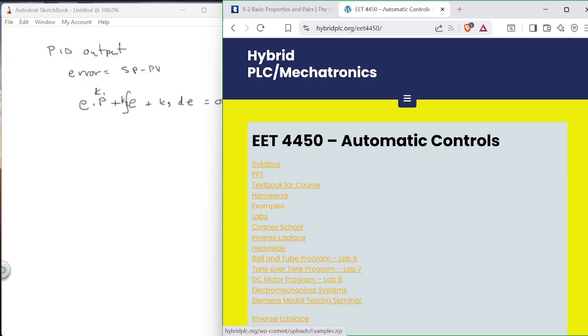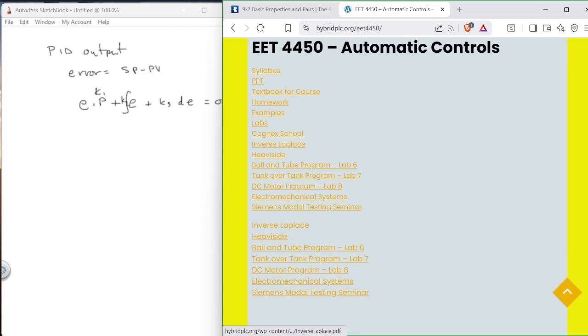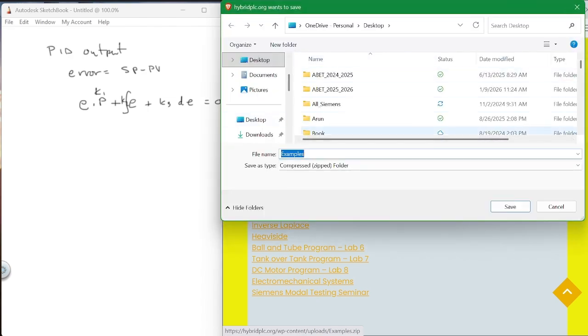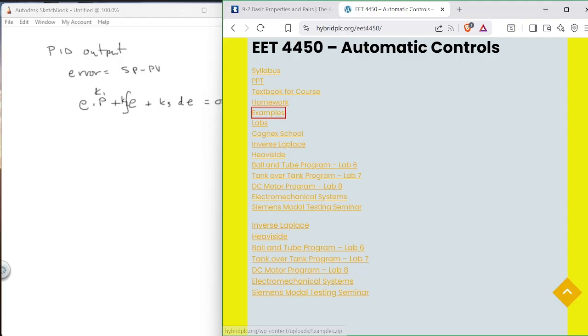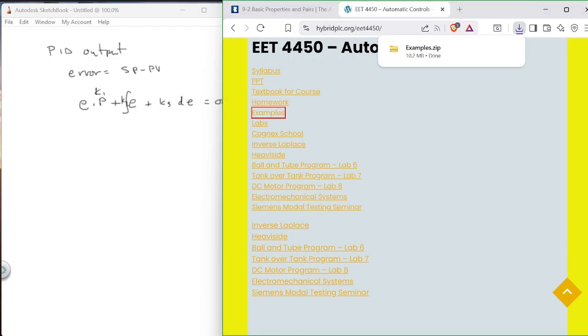Here under examples. So this got copied again for some unknown reason. Don't know why, but it did. So under examples... Yeah, I'll save it. Okay, save to desktop. Let's go back and look at it.